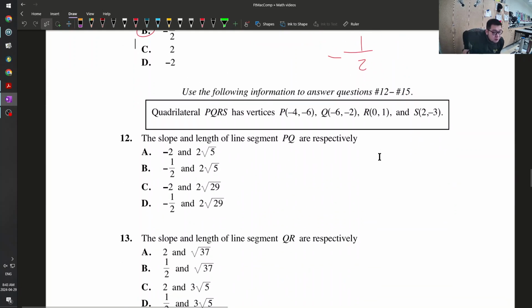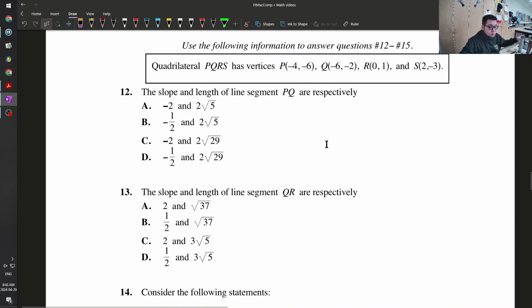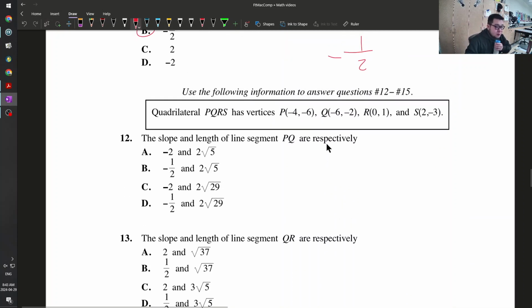Okay, 12 to 15 again. Quadrilateral PQRS has these vertices. So I want to find the slope and length. Okay, so slope of PQ. I think I see a pattern here. It's all about slope and length.